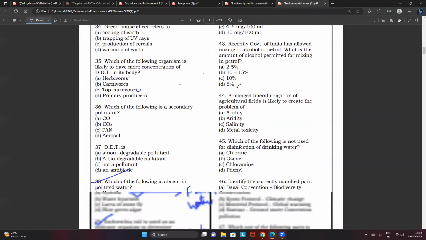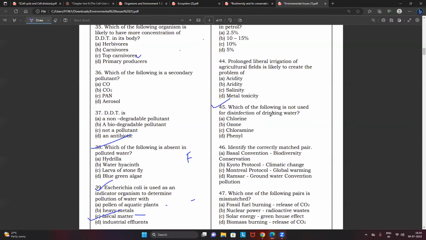Okay. Everyone answer question number 45. Which of the following is not used for the disinfection of drinking water? It's a direct question, right, friends? Easy. We know chlorine water, chloramine water, ozonized water. These three are involved in the disinfection process. So phenyl is the only chemical we don't use in any kind of process at all. So the correct answer will be option D.